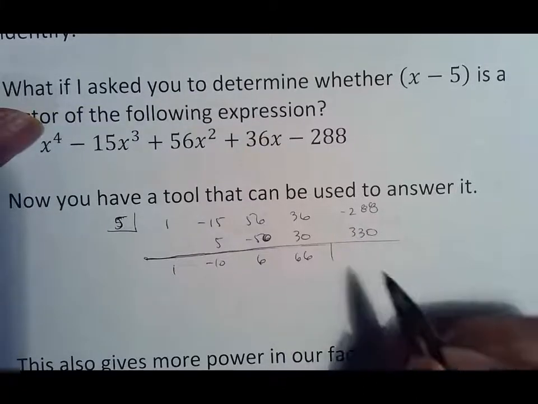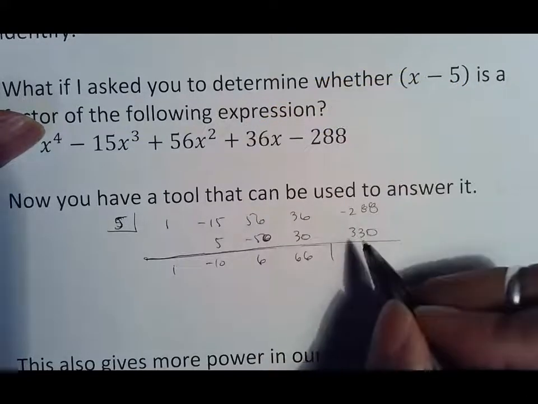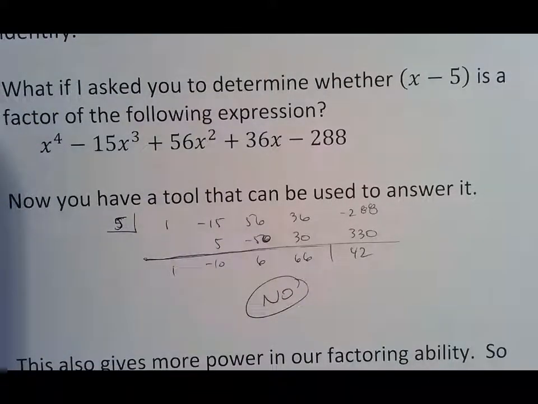And 288 minus 330 is obviously not going to be a factor, but again, on your homework you are going to have to show all these numbers because I do love it when you have to show the work. And that is negative 42. So the answer is no. How would I know if it was a factor? Well, if it was a factor, I would get a 0.